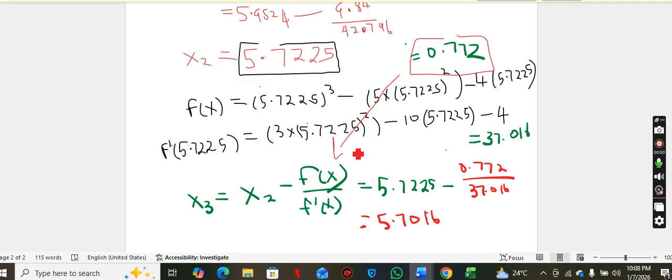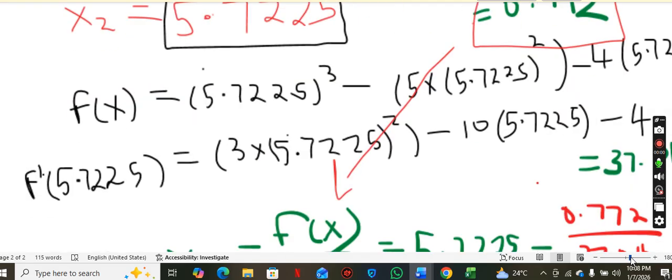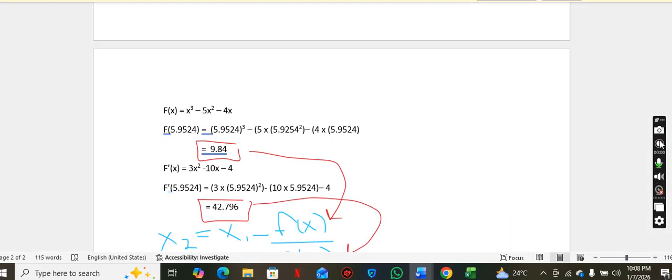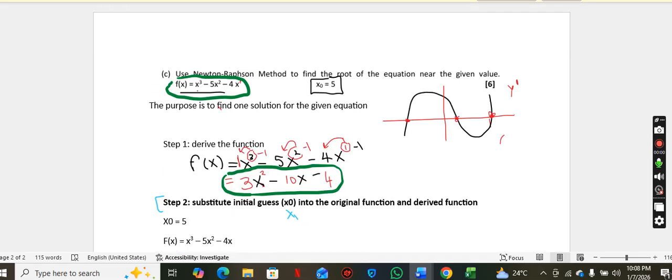Now let me just show you the shortcut of what you can do so that you know when to stop. Because in the exam you won't have time to iterate up to x5, x6, x7. You won't have all that time. So before you even start this question, you solve this cubic function here. Let me show you how to solve it.